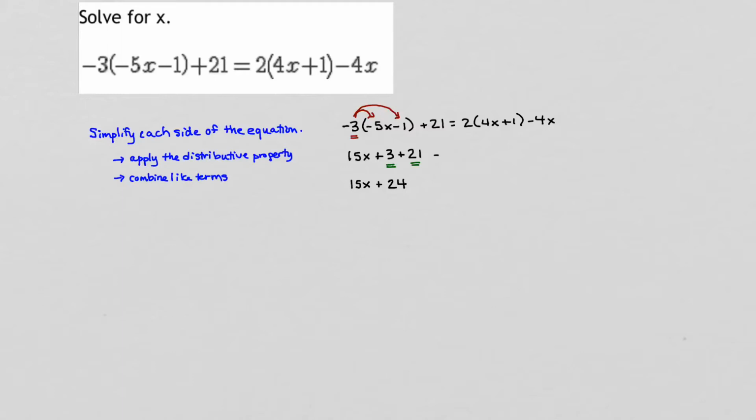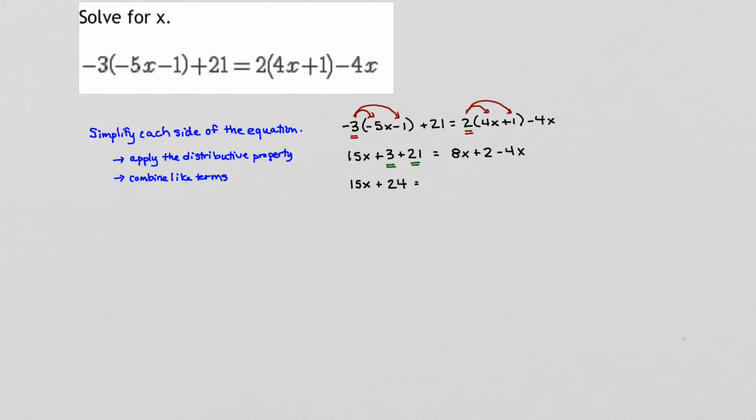We repeat those two steps of distributing and combining like terms on the right side now. So again, we start with distributing. We have 2 being multiplied by the quantity 4x plus 1. So I start by taking the 2 and multiplying it into the 4x and the 1. Doing this gives us 2 times 4x, which is 8x, and then 2 times 1, which is plus 2, minus 4x.